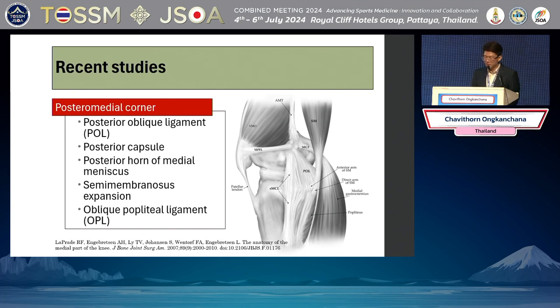In the past 2 decades, our understanding of the medial side of the knee has improved greatly. More attention has been given to other medial structures which form the PMC, or the posterior medial corner, consisting of the POL, the posterior capsule, the posterior horn of the medial meniscus, the semimembranosus expansion, and the oblique popliteal ligament.